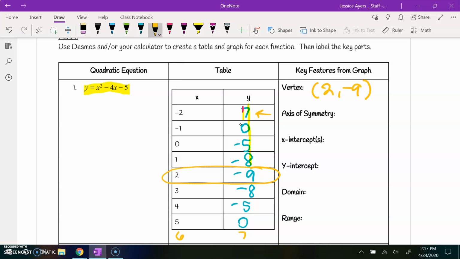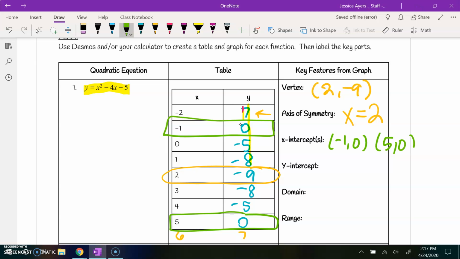Since my vertex is (2, -9), my axis of symmetry is x equals 2. Remember, you need that x equals portion because it's a vertical line. My x-intercepts, we see where y is 0. So (-1, 0) and (5, 0). My y-intercept is where x is 0, so (0, -5).